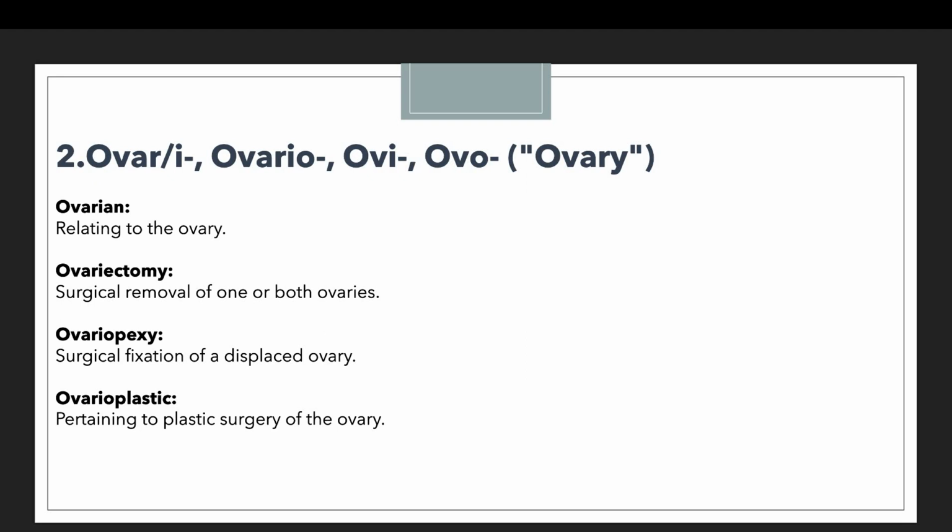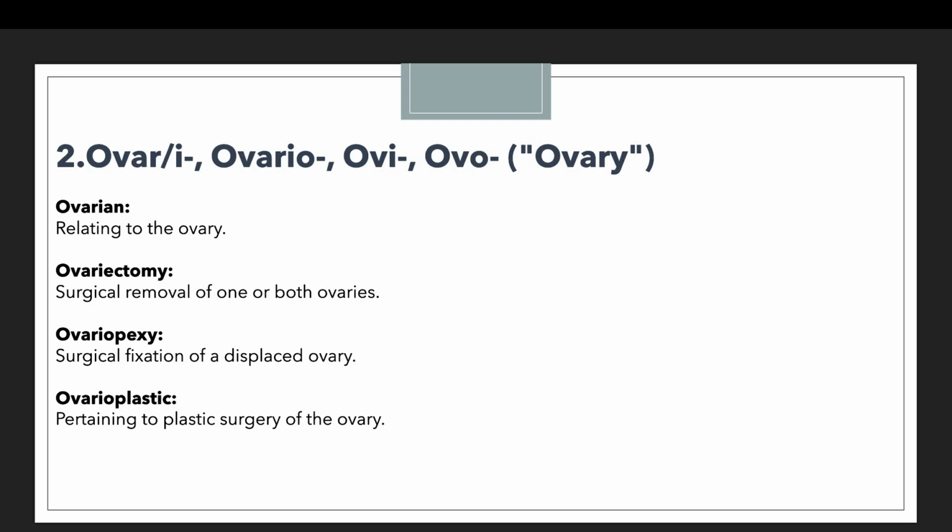Then we have ovariectomy. What is ovariectomy? Surgical removal of one or both ovaries. Maybe for some medical purposes, if one or both ovaries are removed surgically, then that thing we will denote with the help of the ovariectomy terminology. So ovariectomy is a complete medical terminology which starts with the prefix ovary.